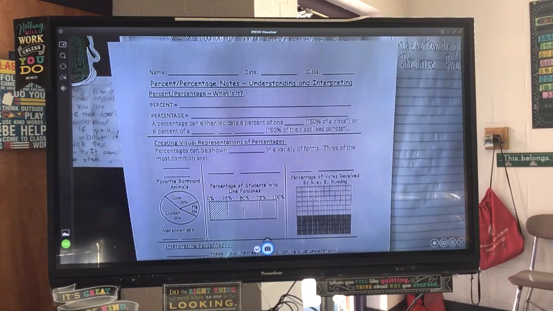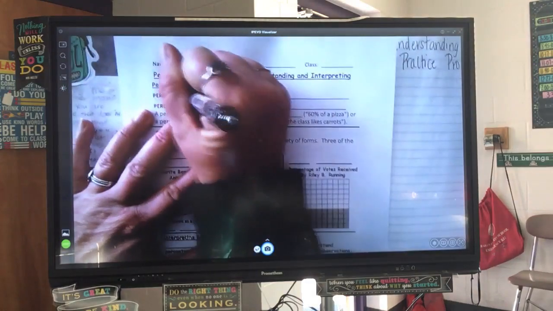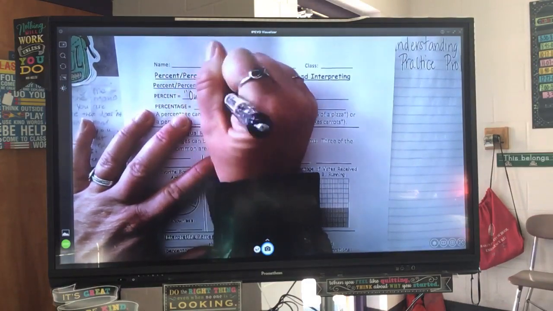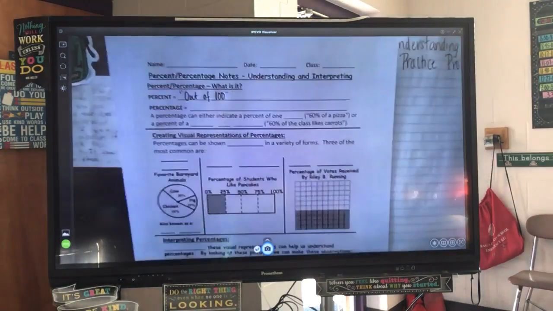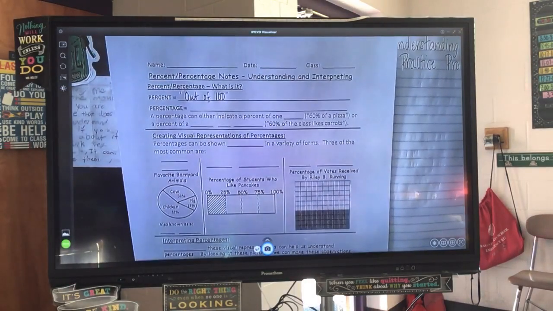Percentage notes, understanding and interpreting percents. So what is a percent? A percent is out of 100. So think about your grades that you get. Everything is out of what? 100, always, no matter what. So with percents, you can go above 100, but for most things in life, it's out of 100.